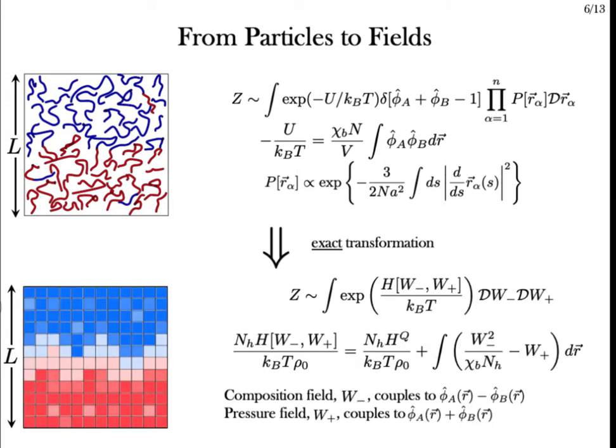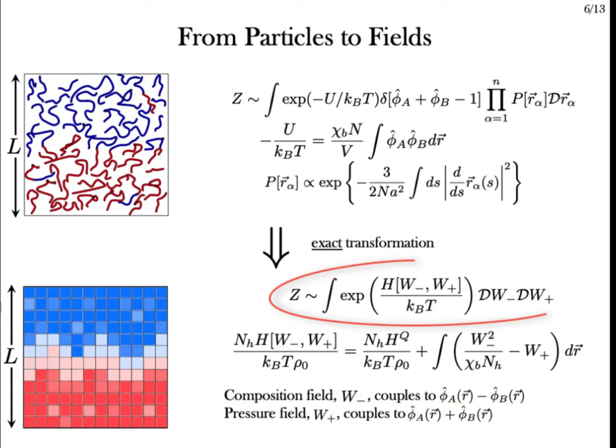We can perform an exact mathematical transformation of this partition function by inserting expressions involving 2 fields, here shown as W minus and W plus. W minus is a composition field and it couples to the difference in A and B monomer concentrations, while W plus is a pressure field and it couples to the total concentration.